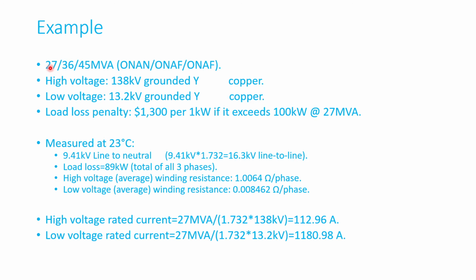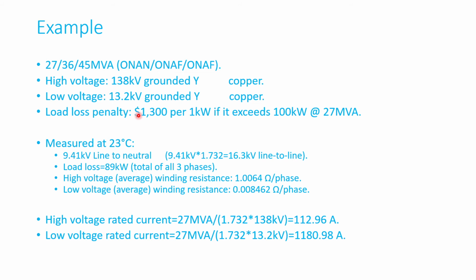So here's an example. Assume we have a transformer that's rated 27/36/45 MVA, also known as ONAN/ONAF. So basically it has three ratings. 27 MVA just means no fans are on, no pumps, nothing. Then 36 means one stage of cooling is on, fans basically. 45 MVA means all cooling stages are on, fans or pumps, and so on and so forth. So the high voltage is 138 kV, grounded Y, and it has copper windings. Low voltage is 13.2 kV, grounded Y, and it has copper windings.